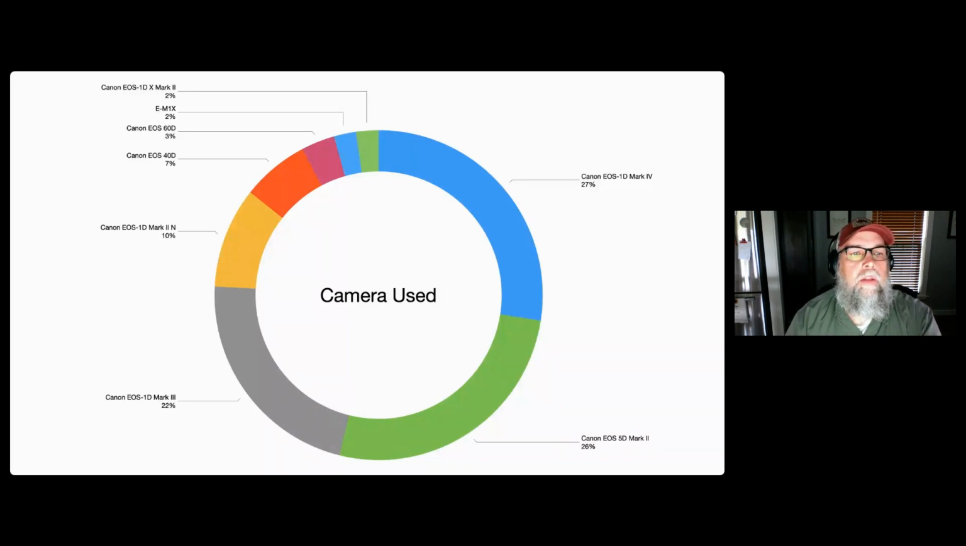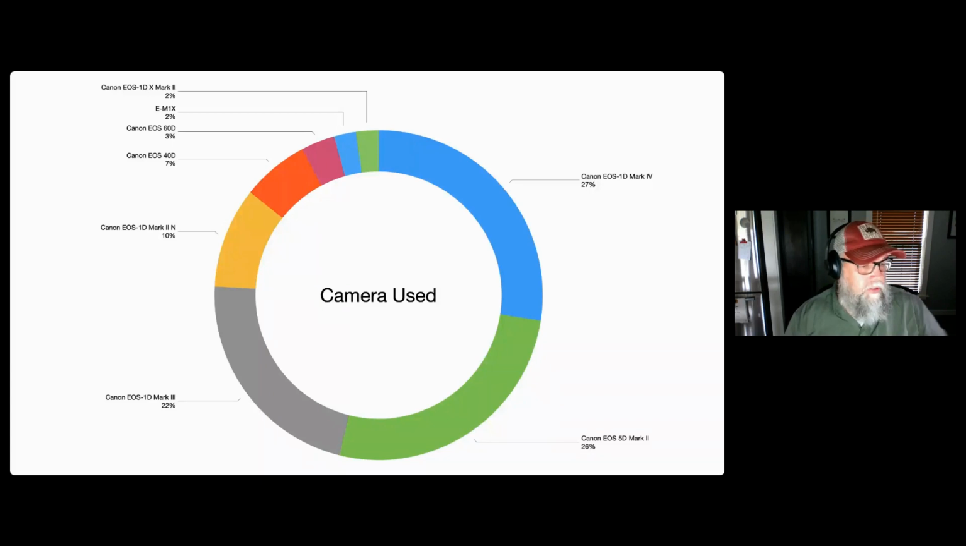It was one that I borrowed a while back, and so I took 2% of the images with that. This Olympus E-M1X, same way. It's just a camera Olympus sent me to try out. I tried it out, but shot a lot of pictures with it, because if you do the math on 620,000 images, 2% of that is still 12,400 images that I took with that camera.